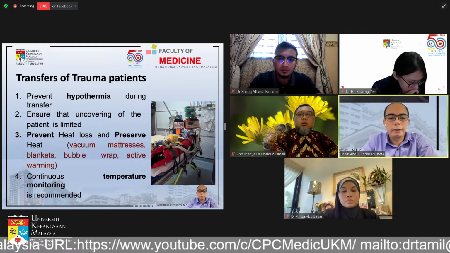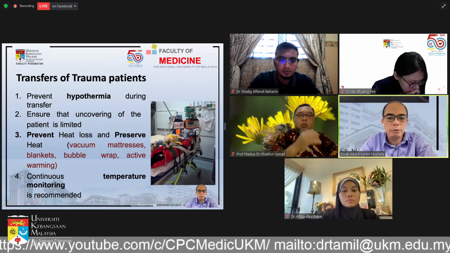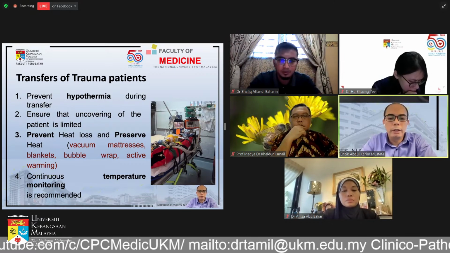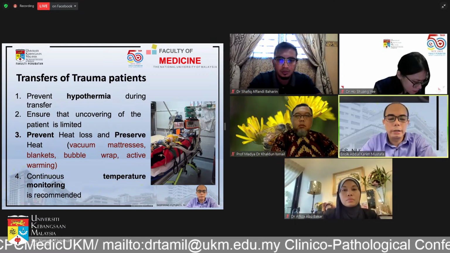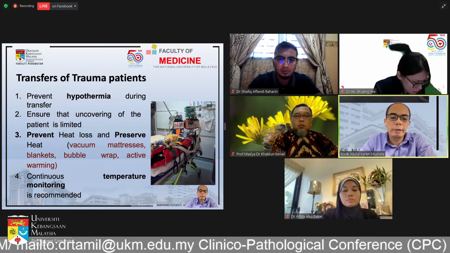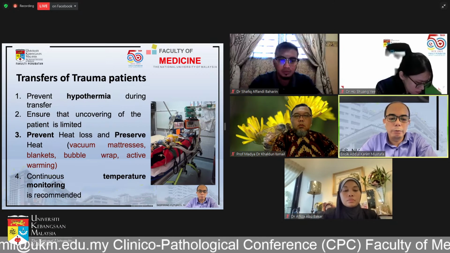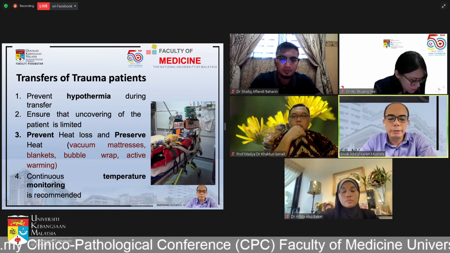Okay, we already discussed hypothermia in the patient, so ensure covering all the exposed areas of the patient. So we have to wrap the patient to prevent heat loss and preserve the heat. Vacuum mattresses can be used. Blankets, bubble wraps, and active warming are used during the transportation. Continuous temperature monitoring is recommended during the transportation. So we have to check the temperature of the patient during the transfer.